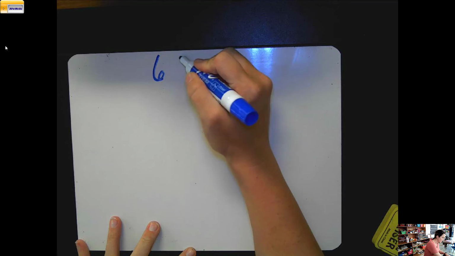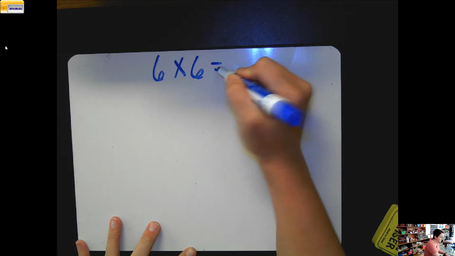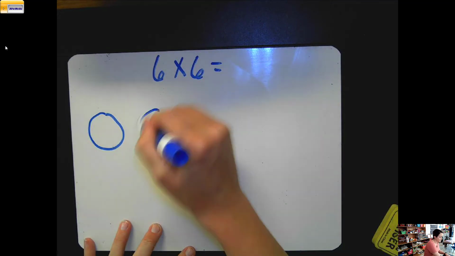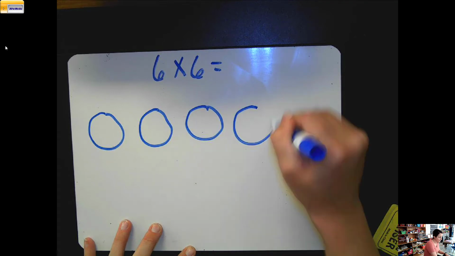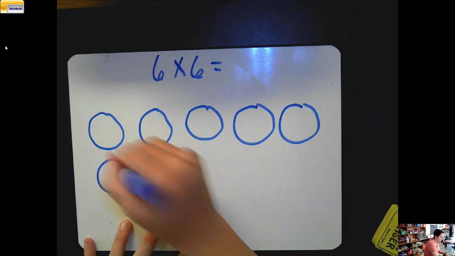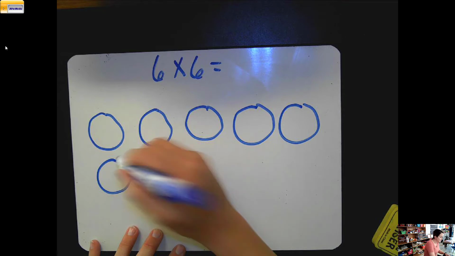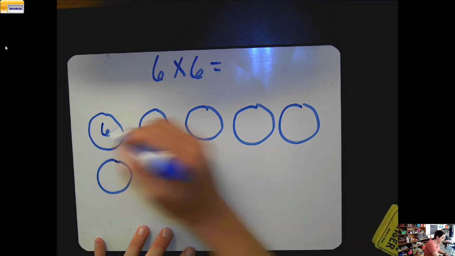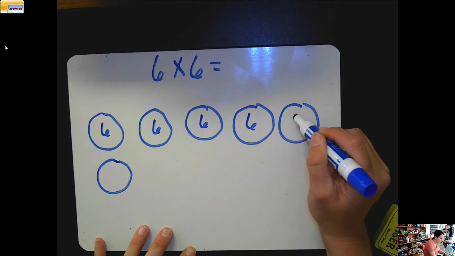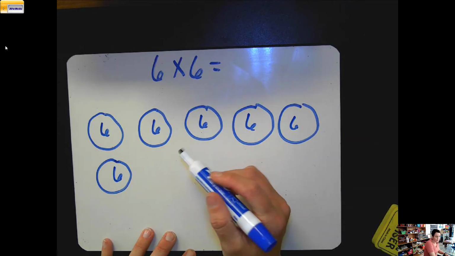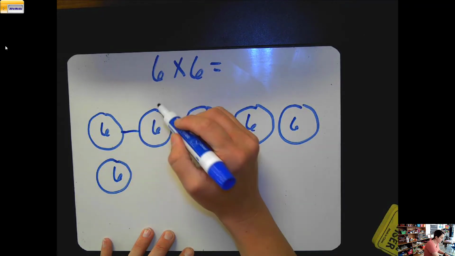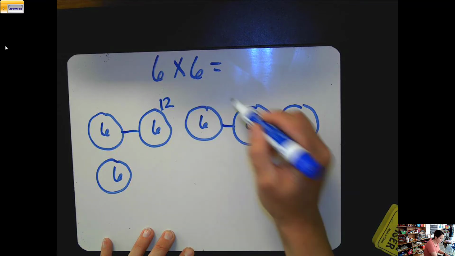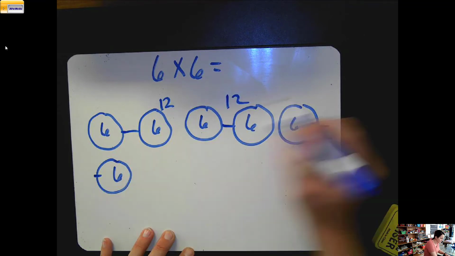Let's try 6 times 6, or 6 groups of 6. So for this, I'm going to draw how many circles? Great, 6. And how many am I going to put in each circle? Instead of drawing dots, just to make it easier on myself, because I'm just going to count them up anyways, I'm just going to put 6 in there. Now I can visually see I need to add all of these up. So 6 plus 6 is 12. 6 plus 6 is 12. 6 plus 6 is 12.